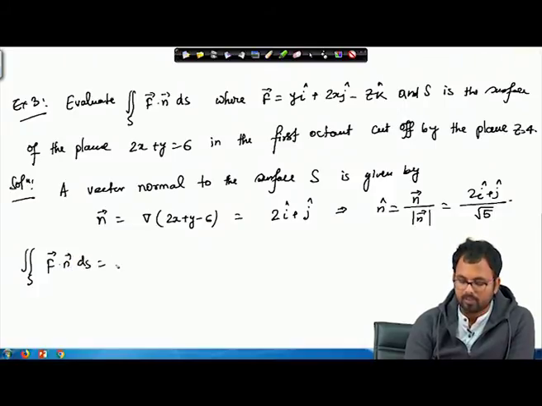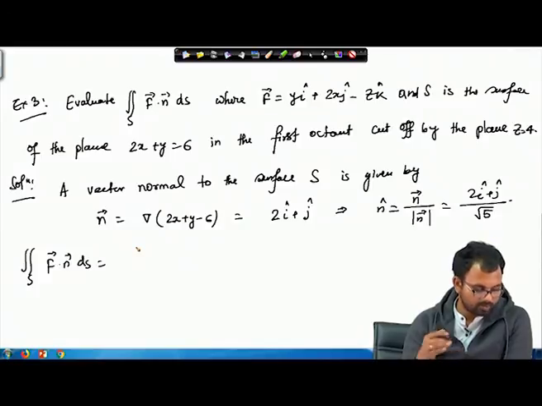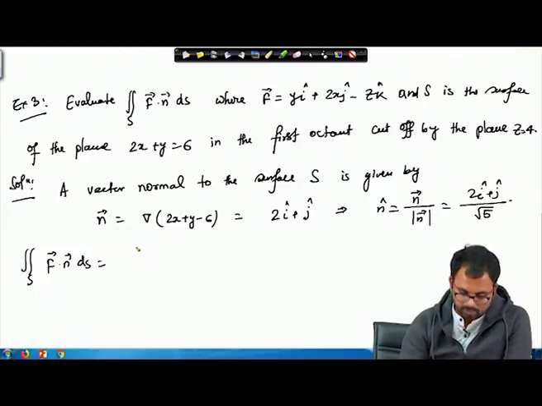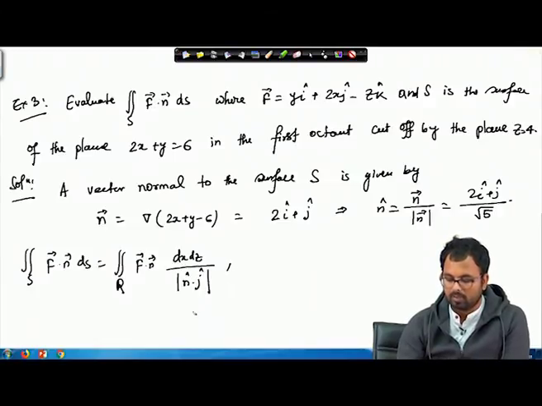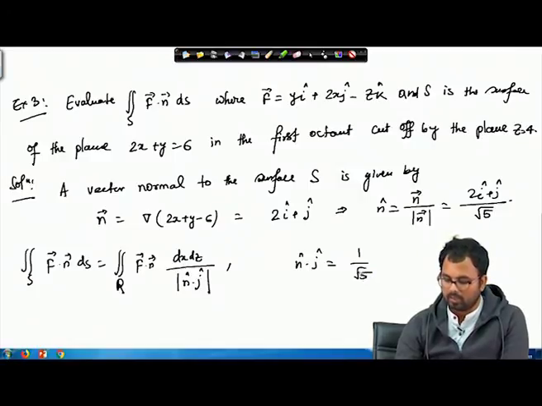The given surface integral over S can be written as follows. Since we have to take a projection, in this case also we take the projection either on the xz or yz plane. We cannot take the projection on the xy plane because the surface S is perpendicular to the xy plane. So, here we take the surface integral and we take the projection, that is the region R where the projection will be f dot n, and ds will be dx dz divided by n dot j. So, now n is given in this fashion. So, n dot j would be 1 by square root of 5, right.